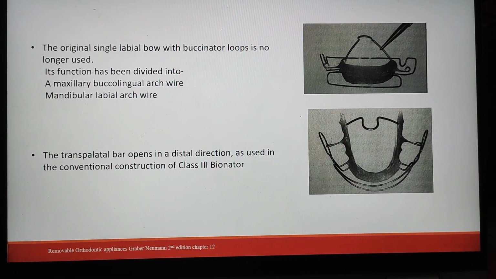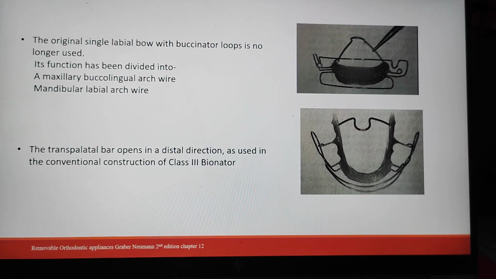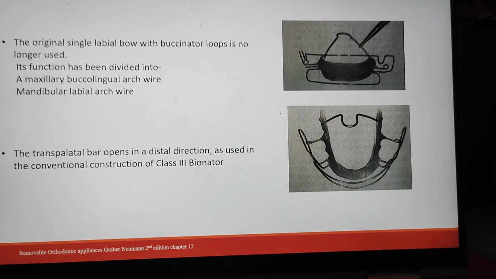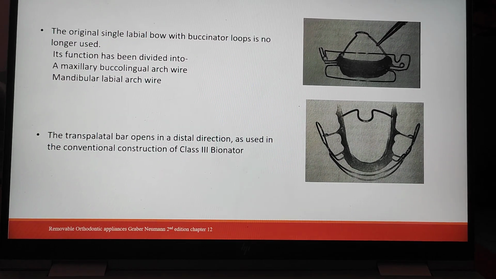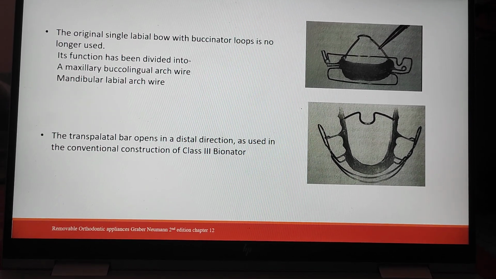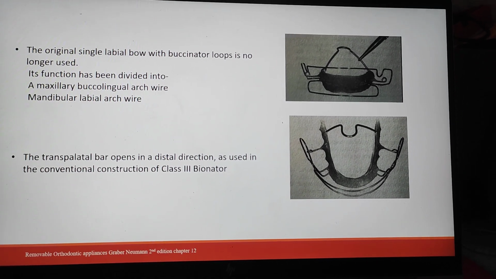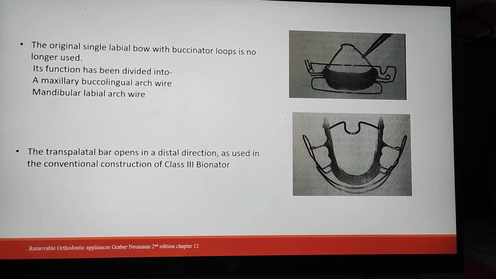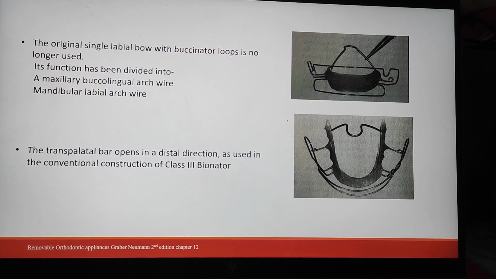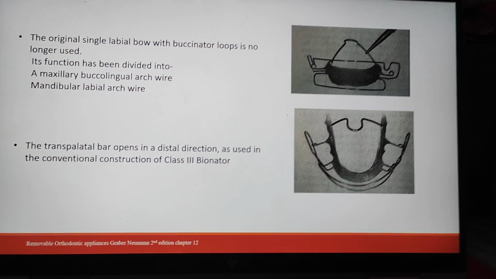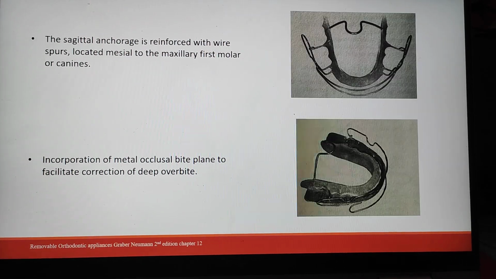The second one is the change in the labial bow design. In the original appliance, there was only one labial bow with buccal extension, but in this case two labial bows are used. The first is the upper labial bow with the buccal extension, and the second is the lower single labial bow. Then the transpalatal bar opens in a distal direction in the modification, which is actually opposite to that of the standard bionator appliance.